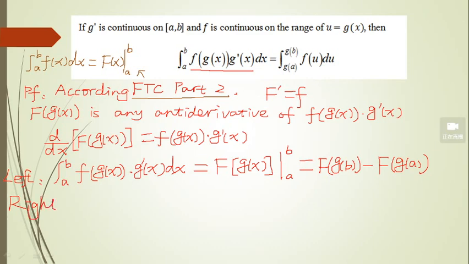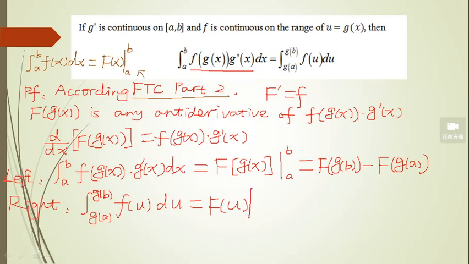The right side is more straightforward because it focuses on u. There is no composition of functions. And we know g(a) and g(b) are also numbers, as the lower and upper limits. We integrate f(u) du, and it's again the antiderivative. The derivative of big F gives small f, so the antiderivative of small f will be big F evaluated at u.